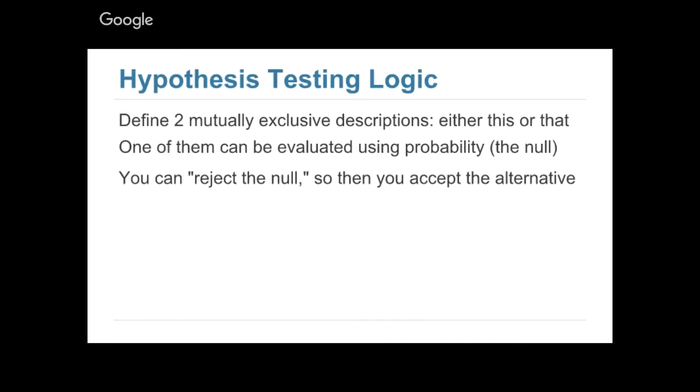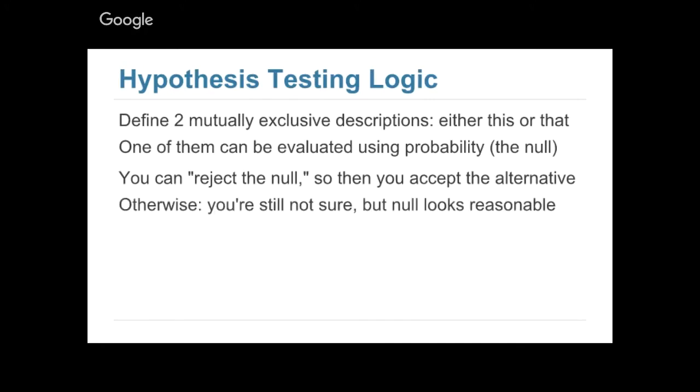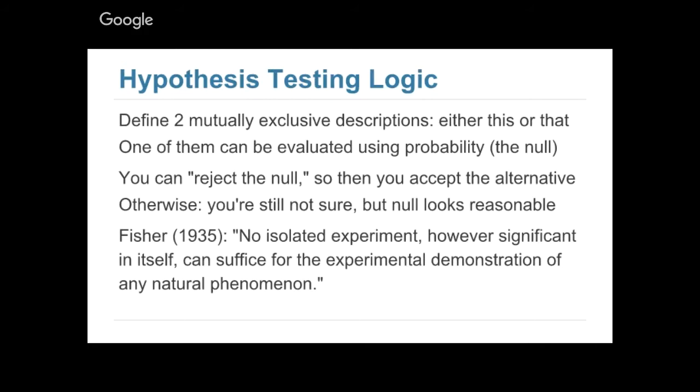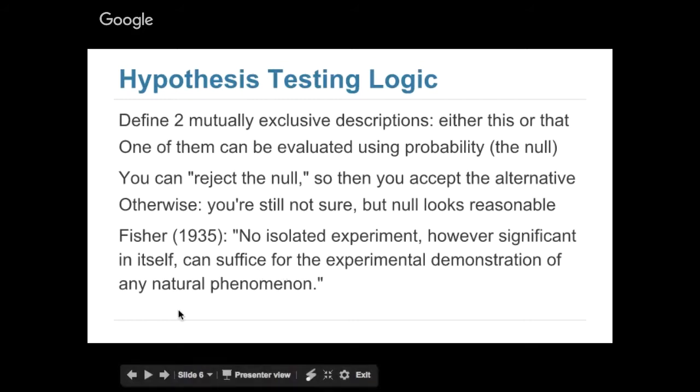Okay. If we decide to reject the null, we accept the alternative. Otherwise, we fail to reject the null. The null still looks reasonable. There might be some other stuff going on there, but in that case, the null looks pretty reasonable to us. And the reason why we say this is because one of the people who came up with all this stuff, named Fisher, said no isolated experiment can suffice for the experimental demonstration of any natural phenomenon.